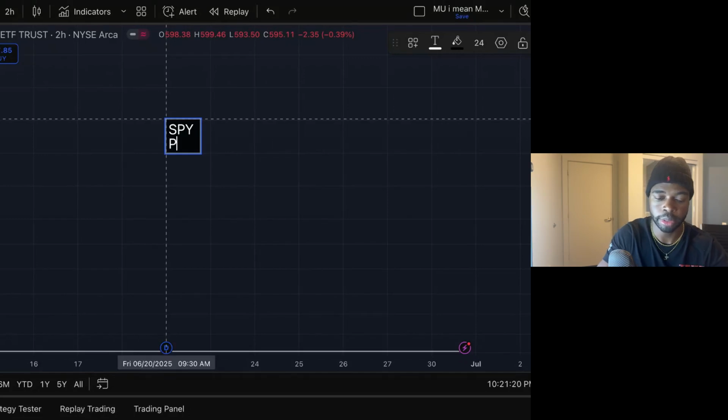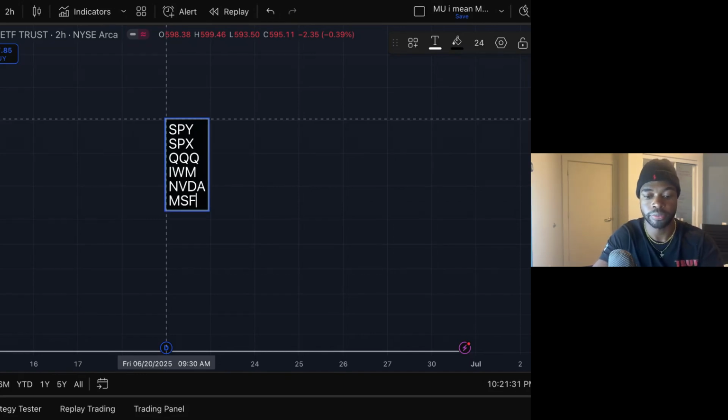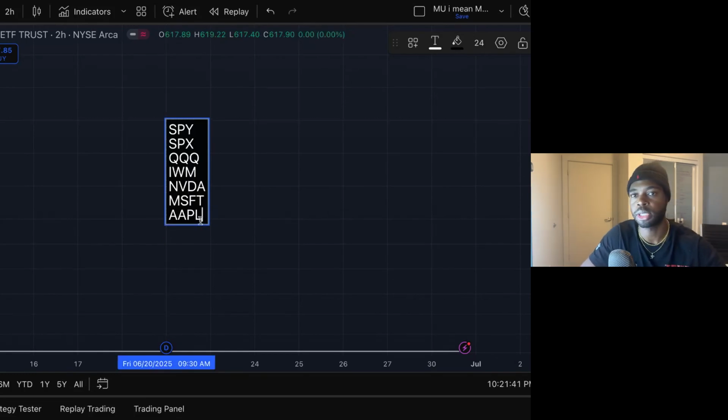You can also do SPX, the actual index. And then there's QQQ, IWM, Nvidia, Microsoft, Apple. What else did we say? Did I miss any? Those are fine. But really, these are the main ones that you kind of want to pay attention to in terms of options and trading options. Now, what are some of the parameters that you need to look for when trading options?